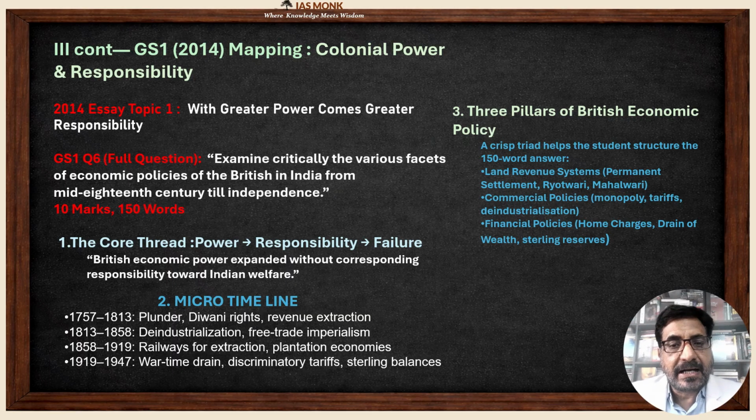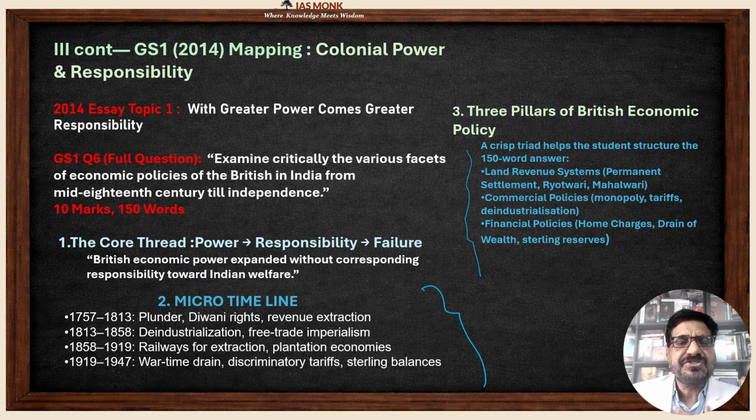Okay, and I have given a micro timeline also. All these are very important for your prelims as well as mains answer writing. And three pillars of British economic policy. So what are the consequences of these British policies?